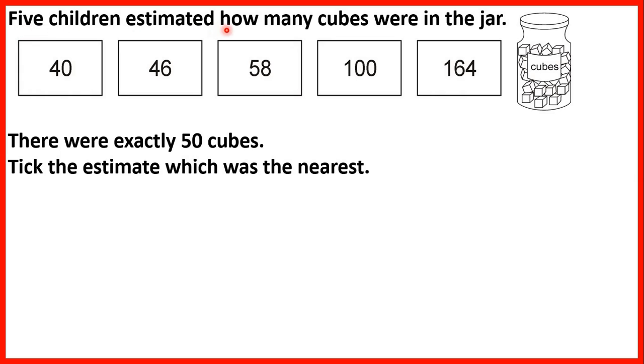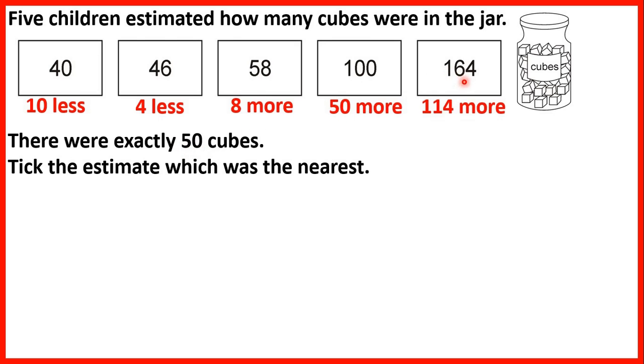5 children estimated how many cubes were in the jar. There were exactly 50 cubes. Tick the estimate which was nearest. So 40 is 10 less than 50, because if we add 10 to 40, we'll get 50. 46 is 4 less, because 46 plus 4 is 50. 58 is 8 more than 50.